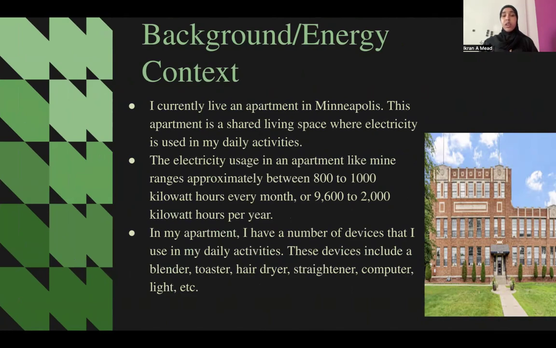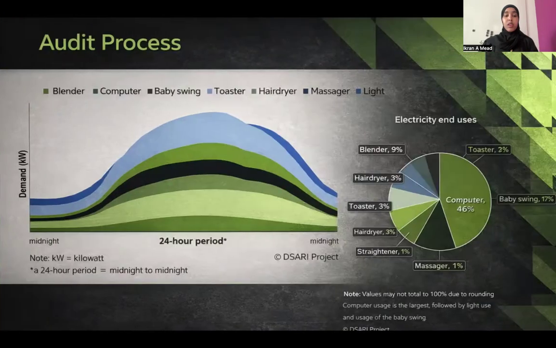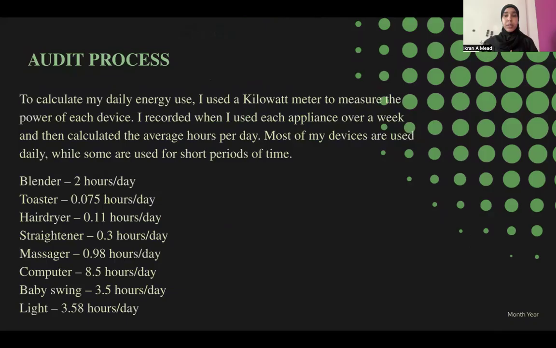In my apartment, I have a number of devices that I use in my daily activities. These devices include a blender, toaster, hair dryer, strainer, computer, light, which is a light bulb. For this project, I measured the energy use of my devices. Here are the typical power ranges. And here's another slide that shows the graph of the devices I've used. There are two different graphs, and one of which shows the item I use the most.